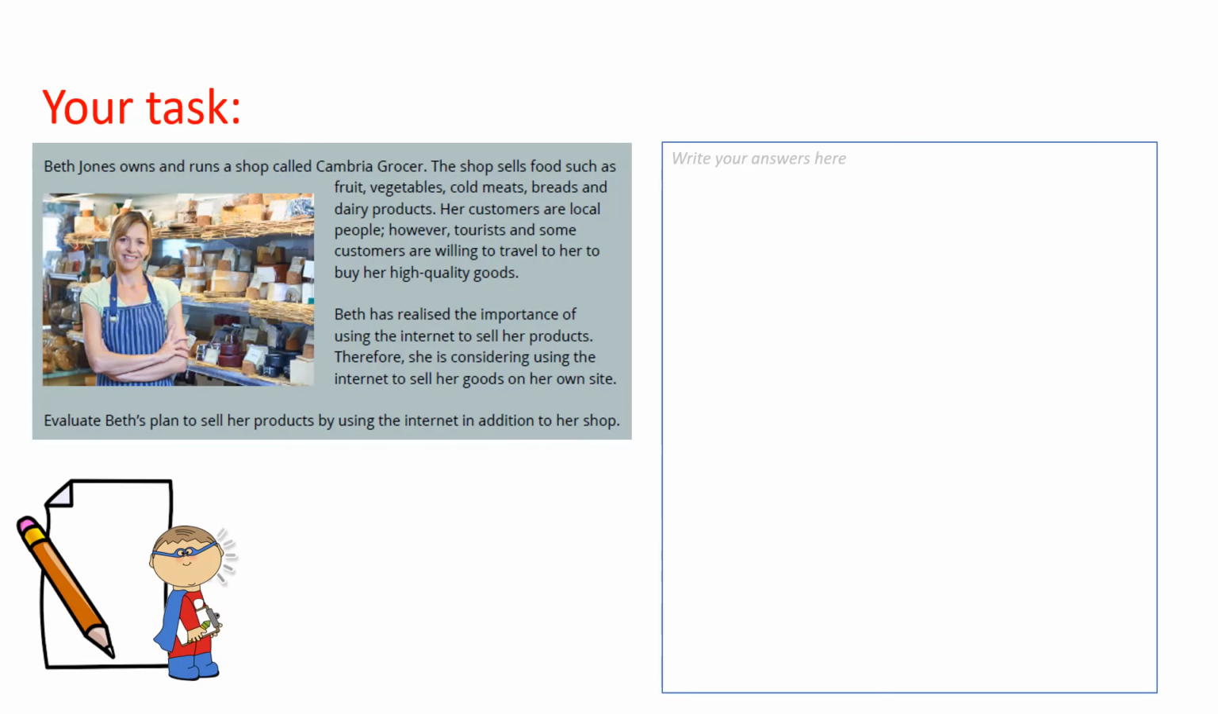Evaluate, that's the good and the bad points. This is good because, this is bad because, this is an advantage, this is a disadvantage, this would be more effective, those are the types of words you need. Evaluate Beth's plan to sell her products by using the internet as well as using her shop.